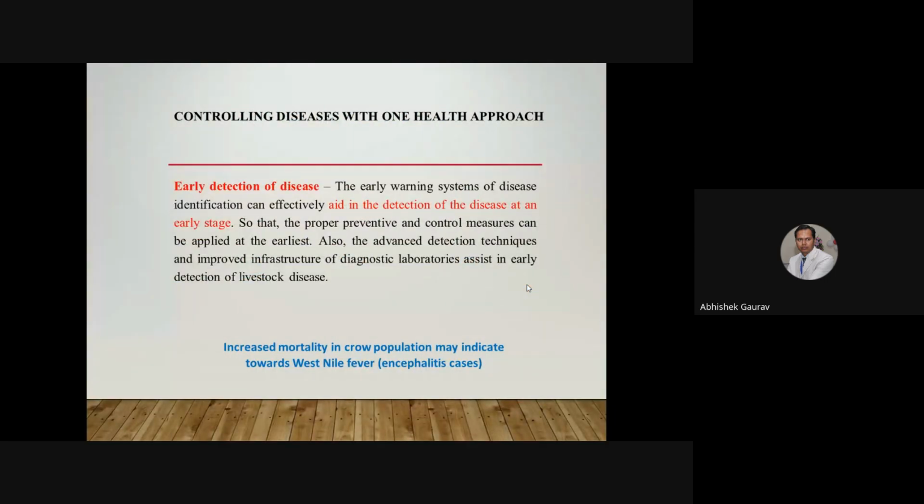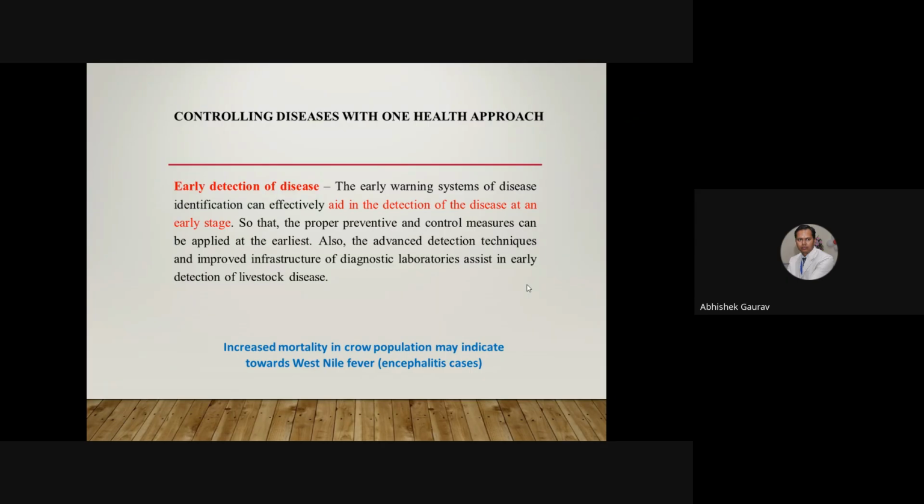Now, coming point-wise to how to control the disease with the One Health approach. The first part is the early detection of the disease. The earlier we detect the disease, the earlier we can act, and that is the key to success. Early detection, because once the disease spreads in the population, it is very difficult to control it. Just like COVID, we could have controlled it earlier. So early detection, don't hide anything. Whenever there is an outbreak, report it, be it medical science or veterinary science. So early detection, early reporting, early diagnosis, early warning signs, these are the key to success in case of the One Health approach.